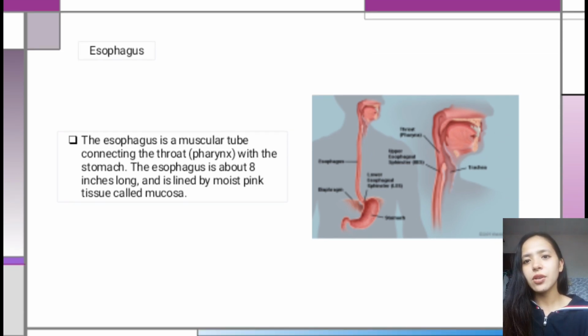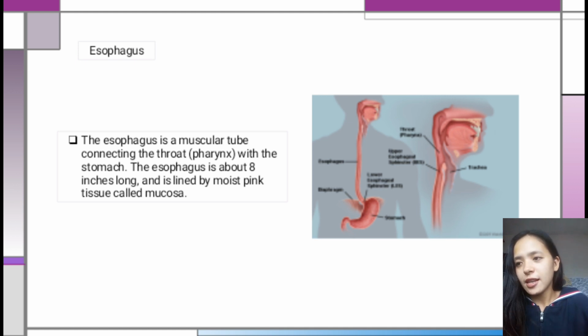So next is the esophagus. The esophagus is a muscular tube connecting the throat or the pharynx with the stomach. The esophagus is about 8 inches long and it is lined by moist pink tissue called mucosa. So, from the mouth, then down the esophagus, it is the bridge that connects and delivers the food we take in to our stomach.